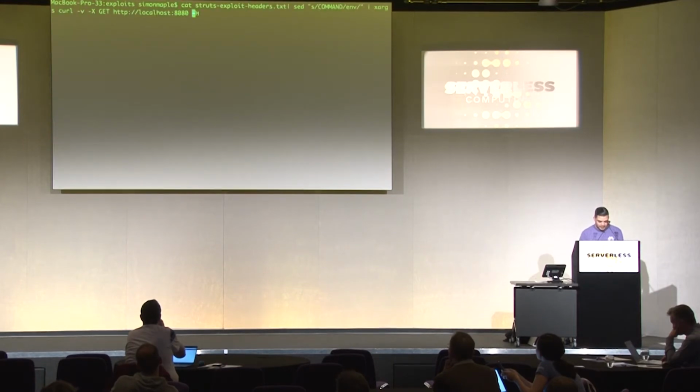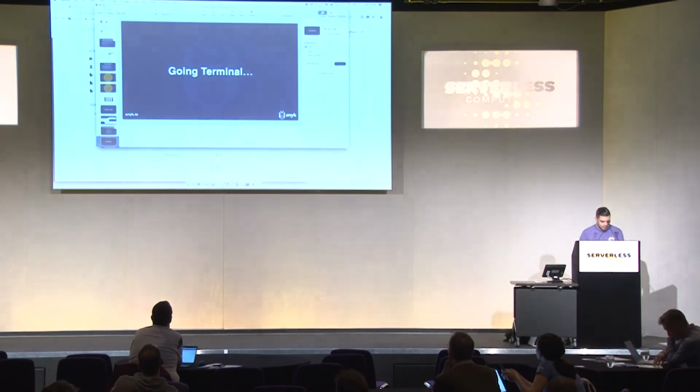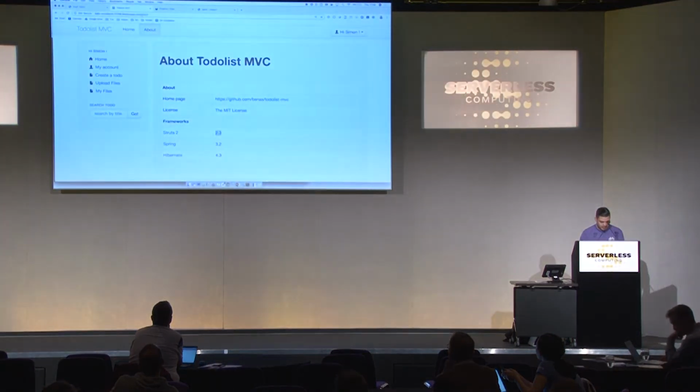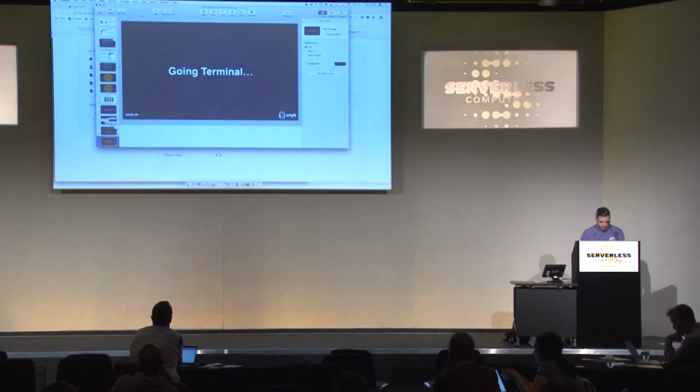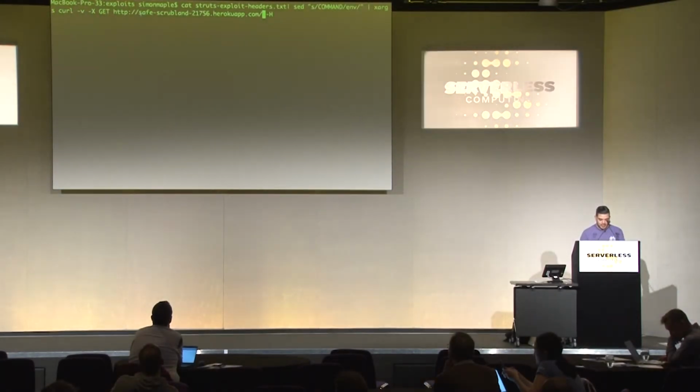Let's pop that there. What I'm going to do now is I'm going to cat that header file. I'm piping that into, just substituting the command for env in this case. And then let's send that to my Heroku instance just here. I know this isn't a serverless example, but I just want to show this one. And then we pipe that across.